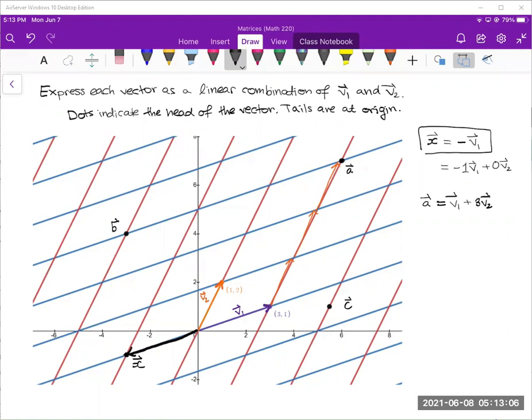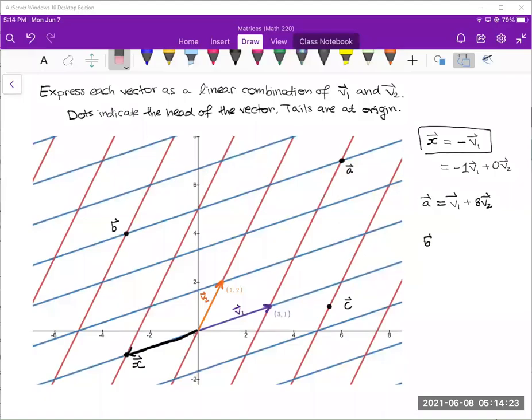When we draw in the full vector, this is the diagonal of this triangle formed by v1 and the 3 copies of v2. All right, let's take a look at another one. Next, we're going to look at b. So we want to think about how we can arrive at b using the vectors v1 and v2.